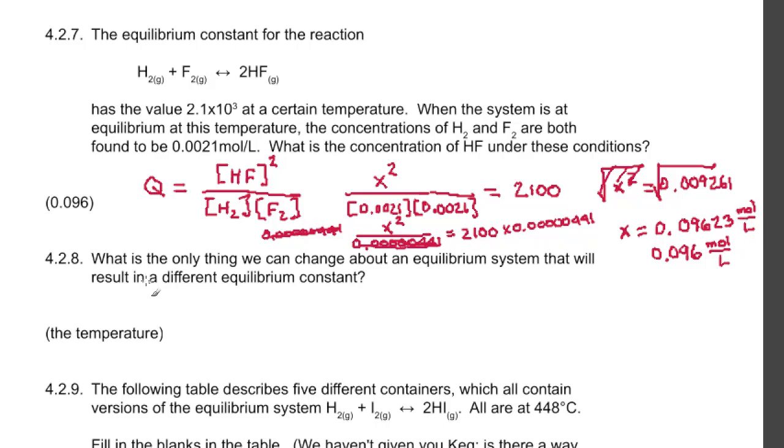Quick one, declarative knowledge. What is the only thing that changes an equilibrium constant? If you have a system and it has a certain equilibrium constant, the equilibrium constant depends on temperature. So if you want your equilibrium constant to go up or down, the only ways to do that are warm up your system or cool down your system. Catalysts do not change the equilibrium constant, so if you don't like it, temperature is the only dial we can turn that'll give us a different value.